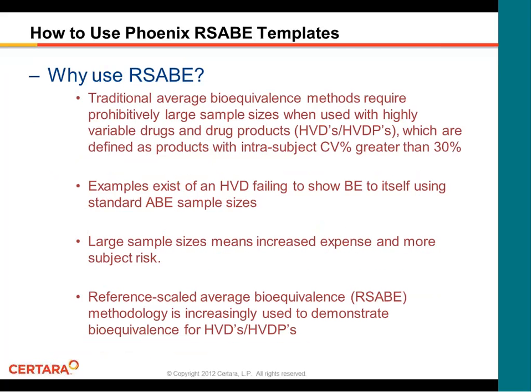Okay, so why use reference scaled average bioequivalence? The determination of the study sample size depends on within-subject variability. For highly variable drugs and drug products, those that are defined as having a within-subject coefficient of variation greater than 30%, the sample size you need to show bioequivalence with traditional methods is very, very large.